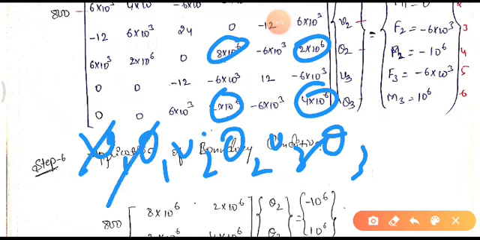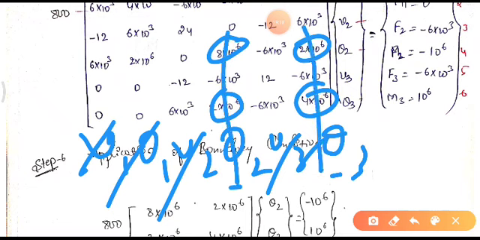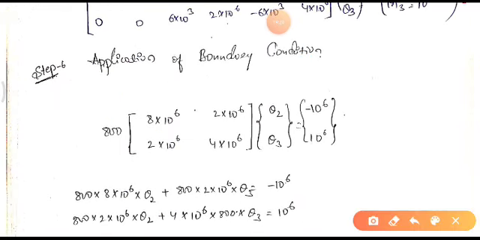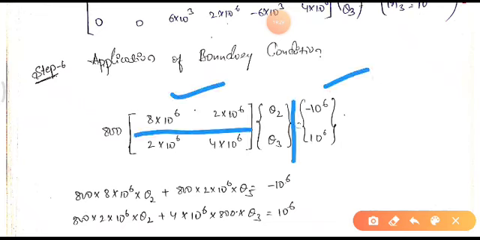V1 theta 1 is fixed, V2 fixed, V3 fixed. So theta 2 theta 3 is left. This is nothing but theta 2 theta 3. Here also theta 2 theta 3. So here we will get M2 M3. Those things we have written here. And here row into column, if you multiply row into column, you will get these two equations.